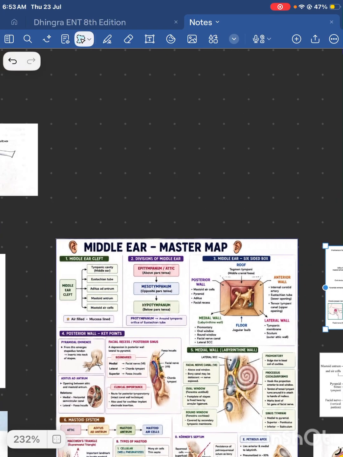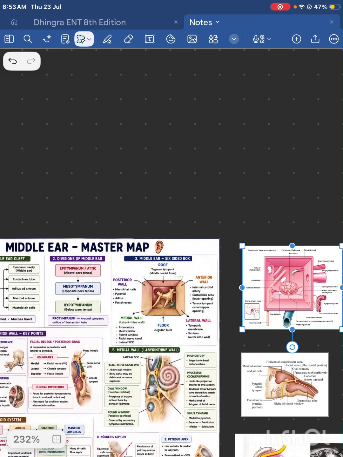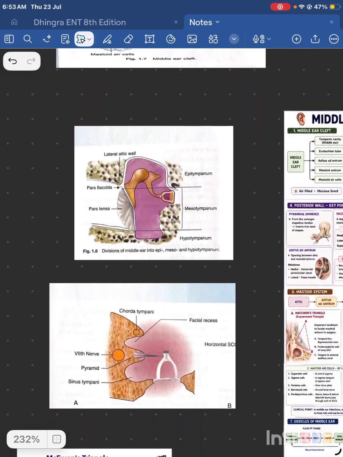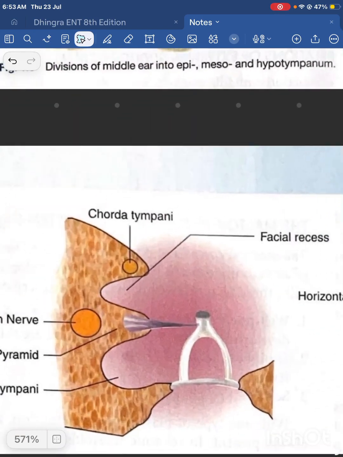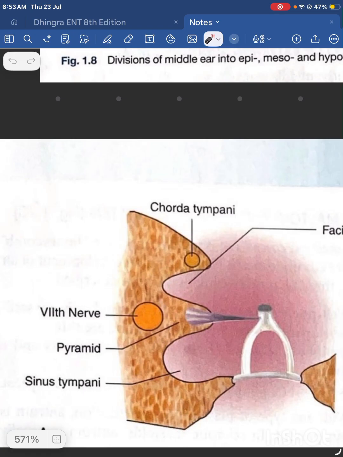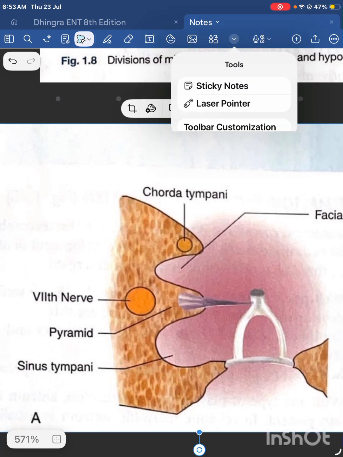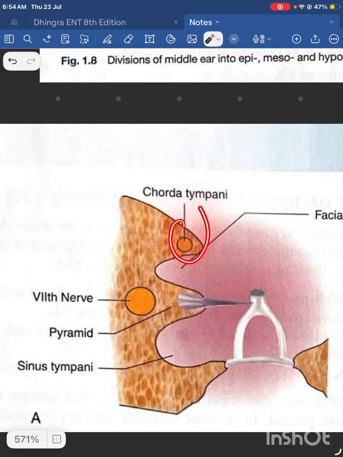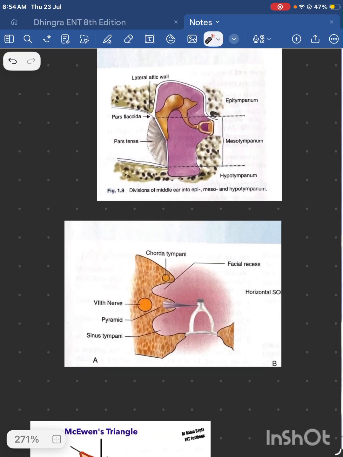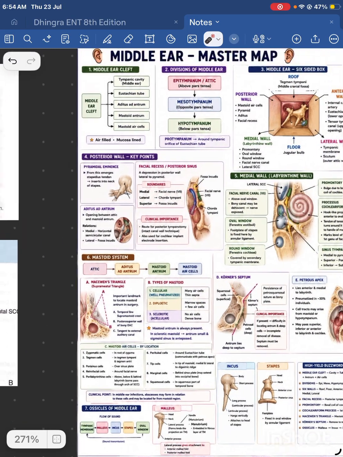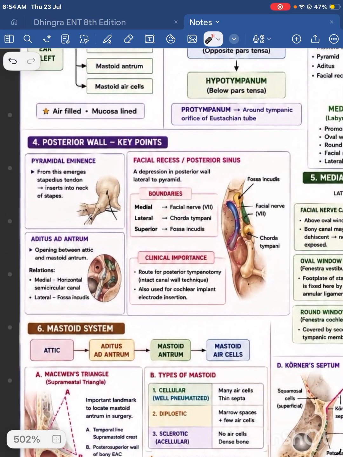Next thing, if you see here, is your facial recess. Facial recess, I have already told you in this diagram. If you see, this is the chorda tympani. This is your facial nerve. So the facial recess is basically what? Laterally we are finding the chorda tympani, and medially we are finding your facial nerve. That's it. You should remember this about the facial recess. Fair enough? Okay.